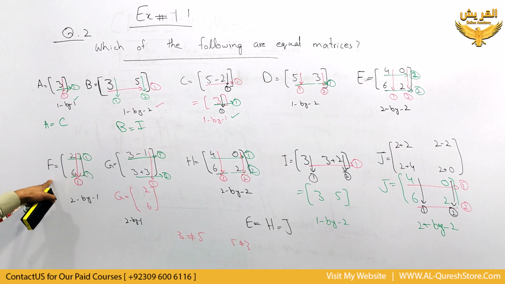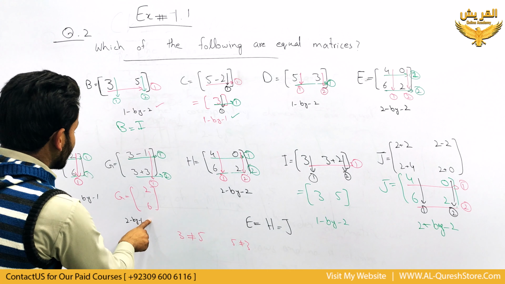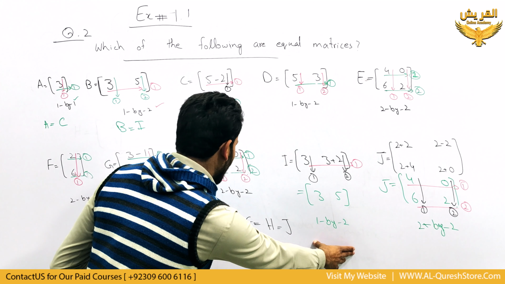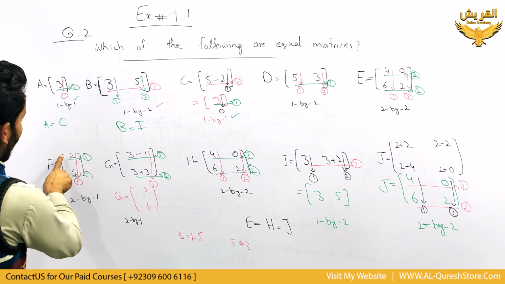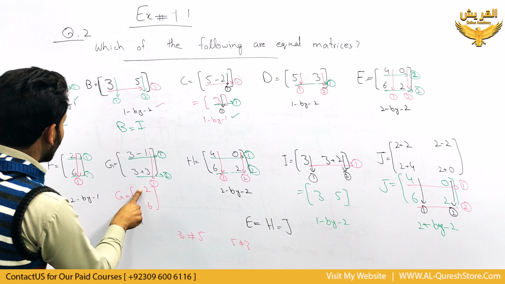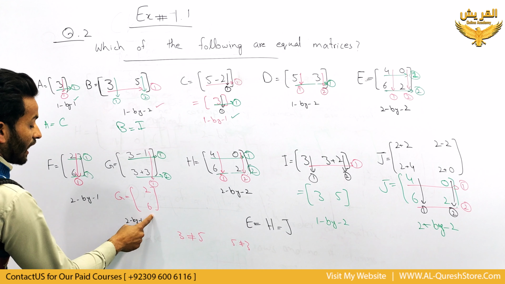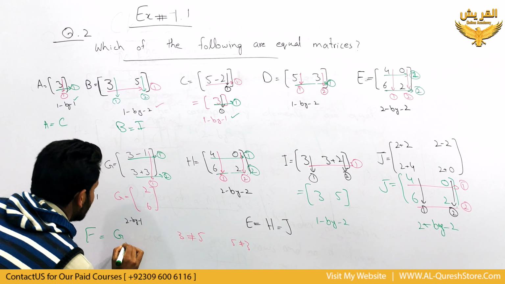Now let's see, F matrix has order 2 by 1. Also matrix G has order 2 by 1. And there is no other matrix having order 2 by 1. Their entries are: first one is 2 and second one is 6, and G also has first entry 2 and second entry 6. So F matrix is equal to G matrix.